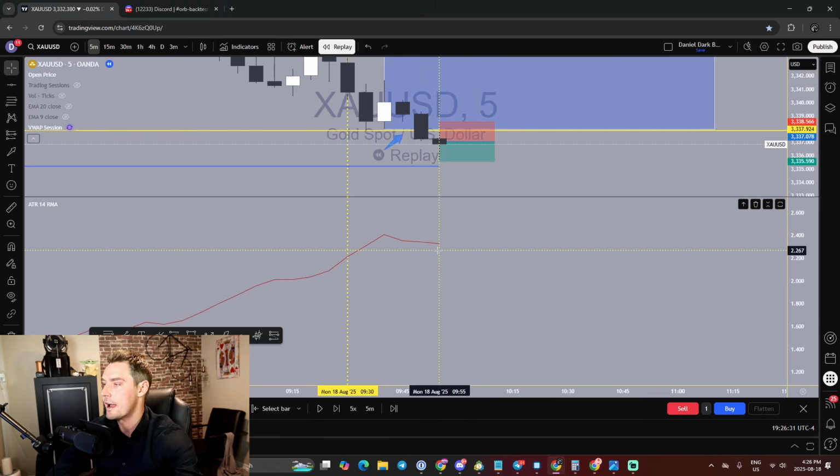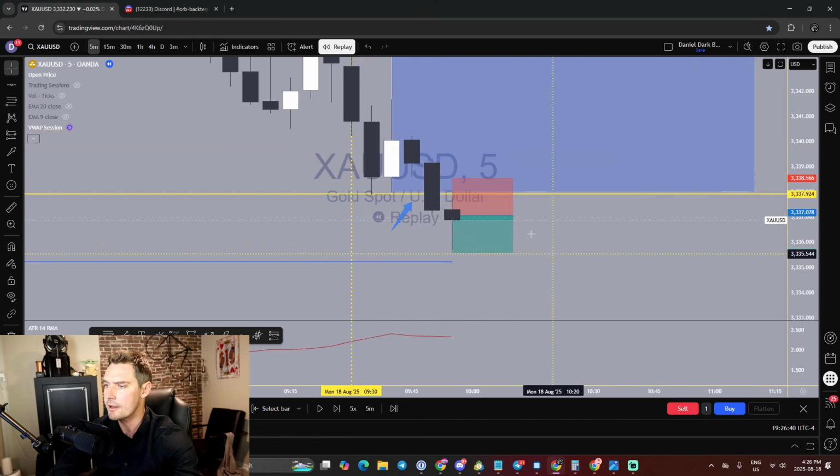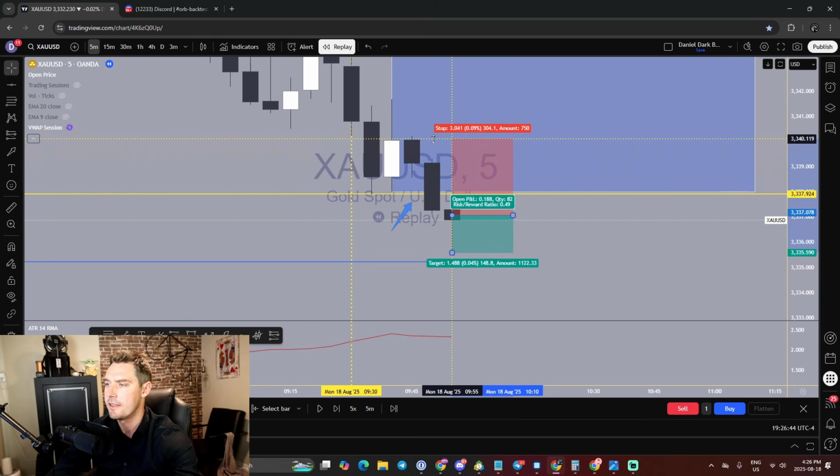So we are sitting around $2.3. So what I like to do is I like to round it up. So I'm going to be looking for a $3 stop loss, right? So we pull this up to a $3 stop loss like so. That's going to be my stop loss.